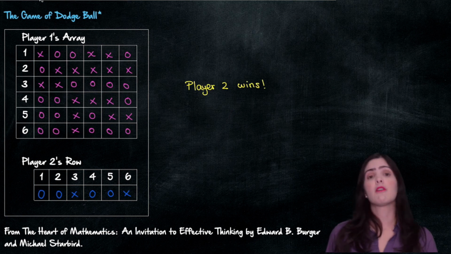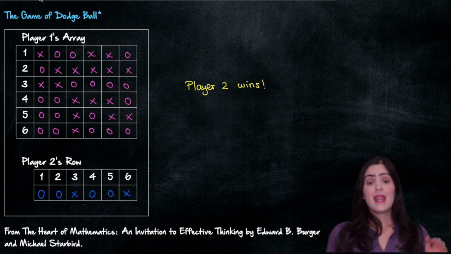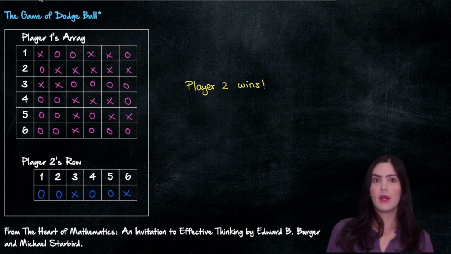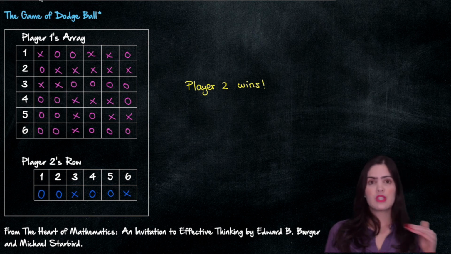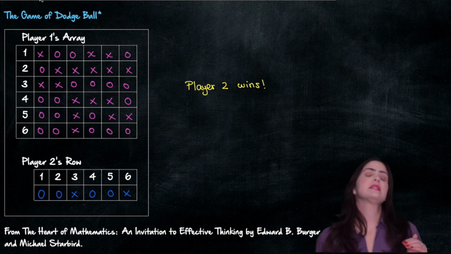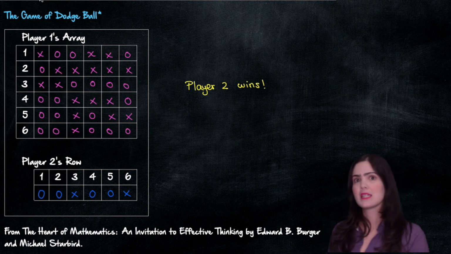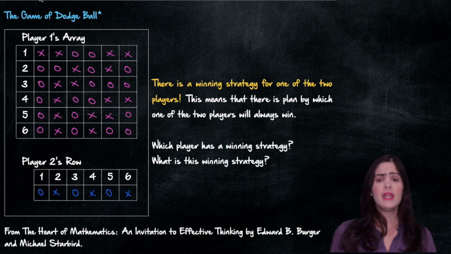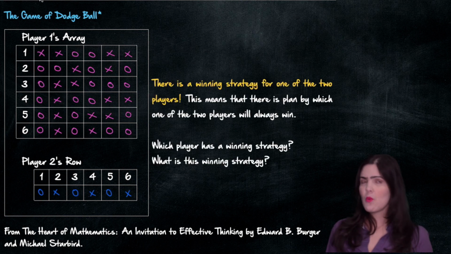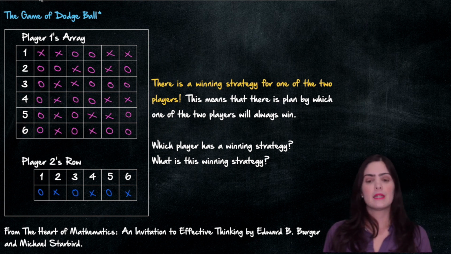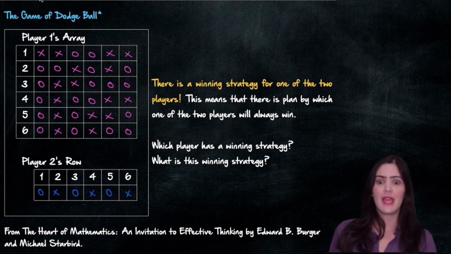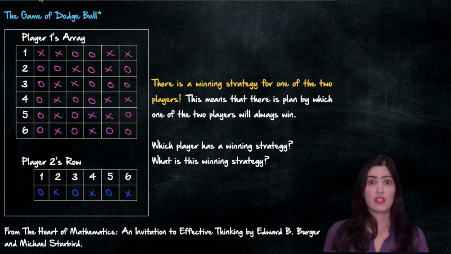And you can check very carefully that player 2 wins. The last row here was very close for player 1. If you can see, row 6 of player 1 is almost identical to player 2's row, except for the last entry. So then, actually, there is a winning strategy here for one of the 2 players. That means that if one of the 2 players plays smartly, they can always win. So which player do you think it would be, and what do you think that strategy is?